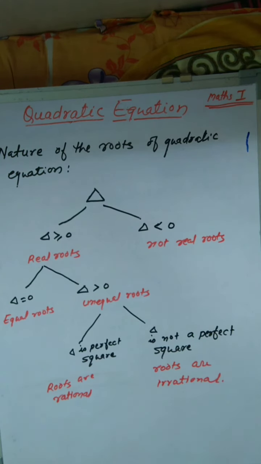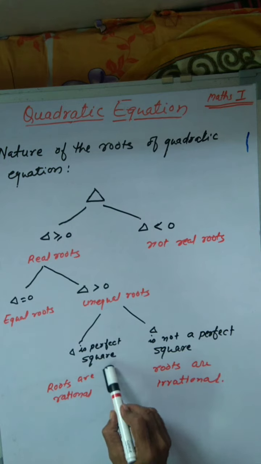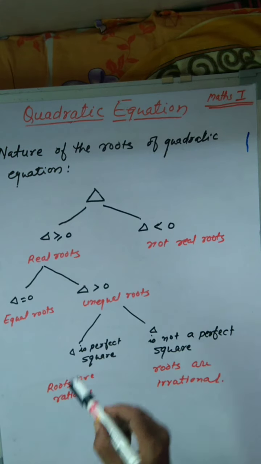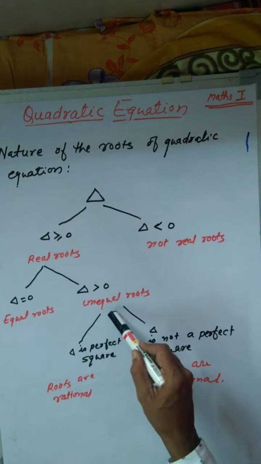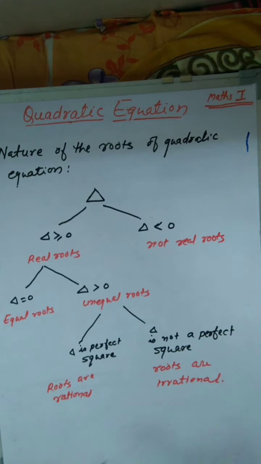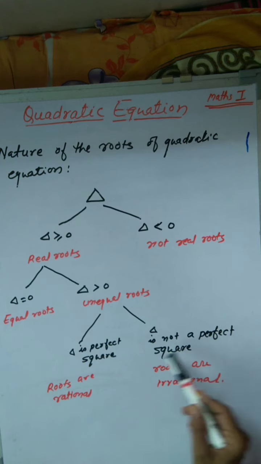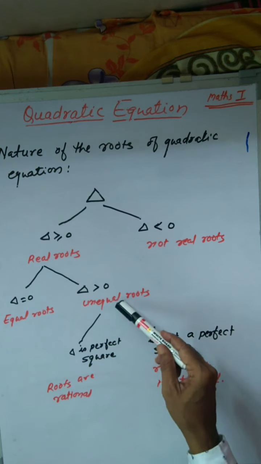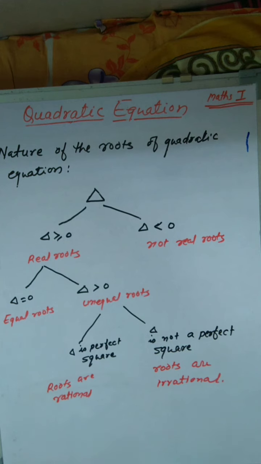There is another part. If delta is greater than 0 and delta is a perfect square, that means 1, 4, 9, 16, those numbers are called perfect squares, then the roots are rational. That means roots are real, unequal and rational. And if delta is not a perfect square, then the roots are real, unequal and irrational. These are called the natures of the roots.